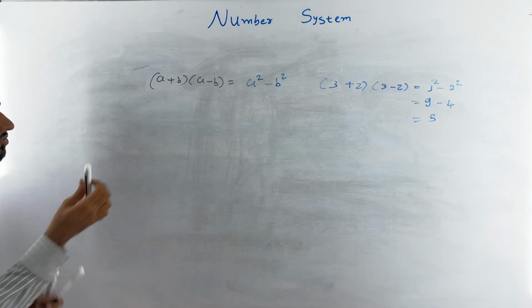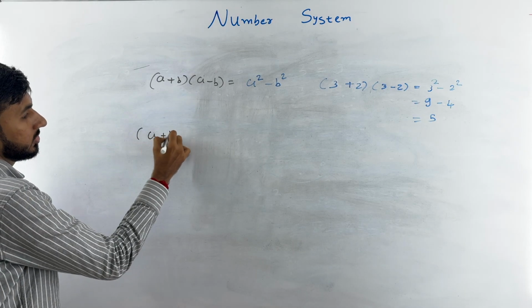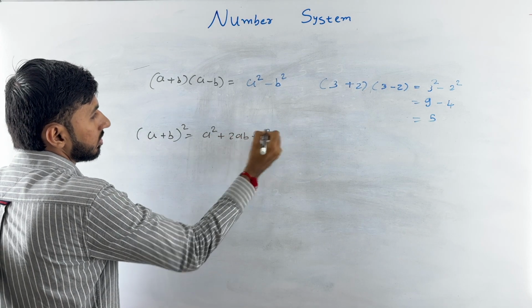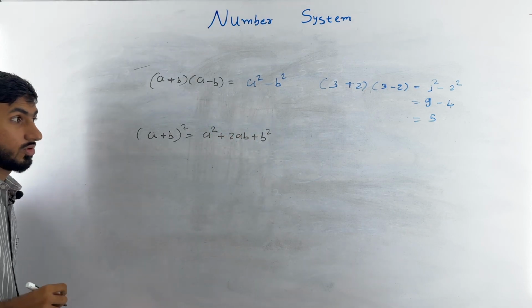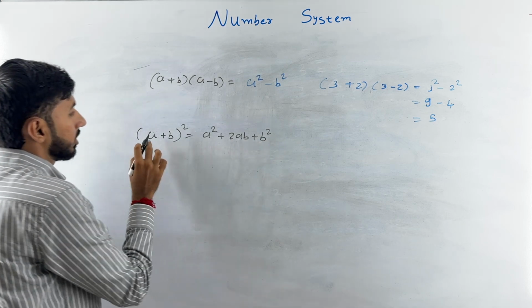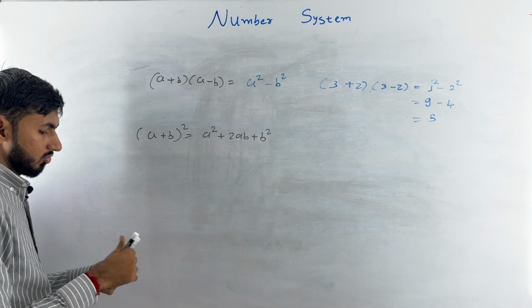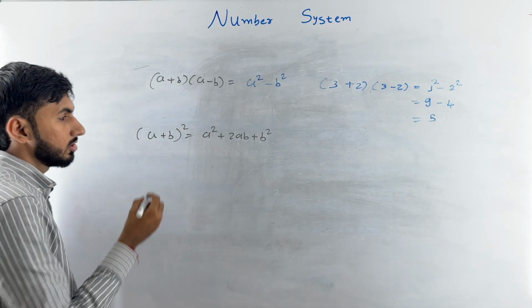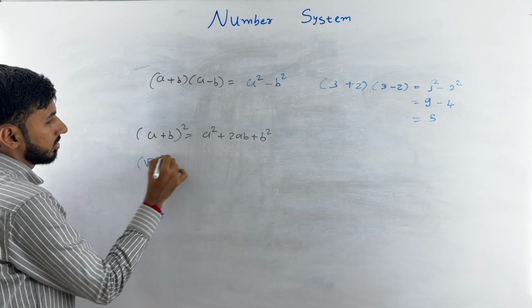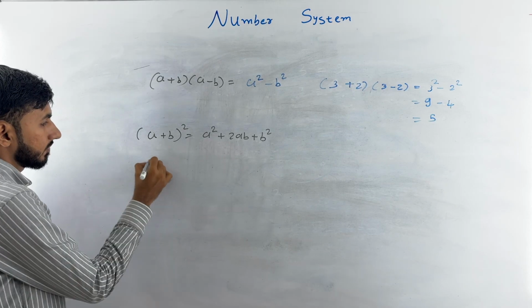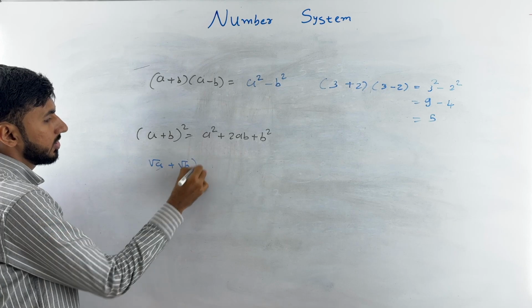Like you all know that (a+b)² = a² + 2ab + b² for real numbers. In standard 8 you have done many examples for this identity. Now when it comes to the square root of a and square root of b, what will be the answer? You just have to replace a with square root of a, and b with square root of b. Square root of a plus square root of b.